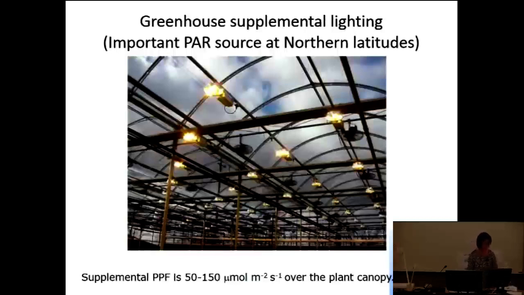So supplemental lighting is a very common practice, particularly in northern latitudes. With supplemental lighting, the photosynthetic photon flux over the plant canopy is somewhere from 50 all the way to 150 micromoles per square meter per second. So you can compute how many moles you are adding if you illuminate for 8 hours or 10 hours or 16 hours. That's what you did in one of the homework assignments, right?